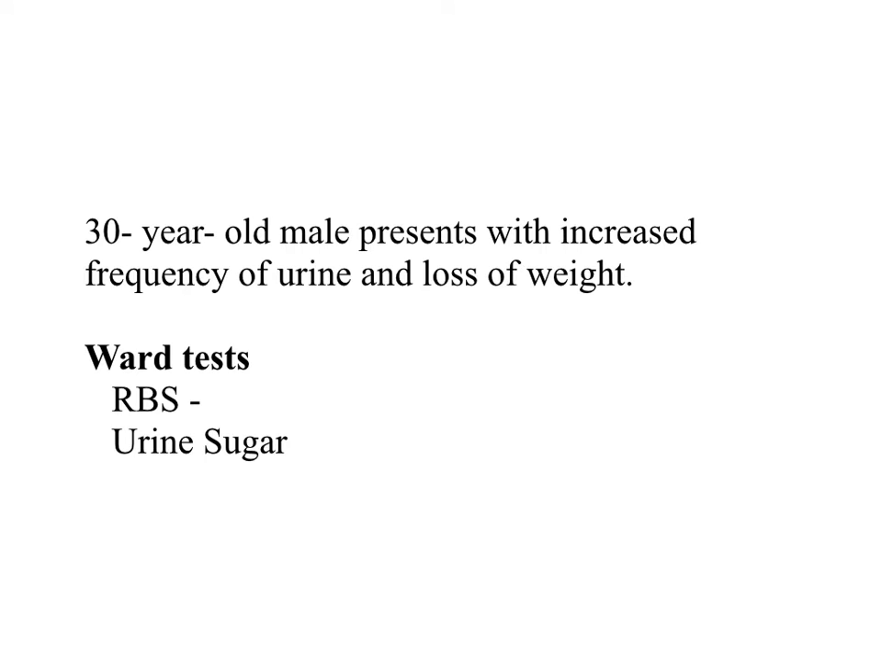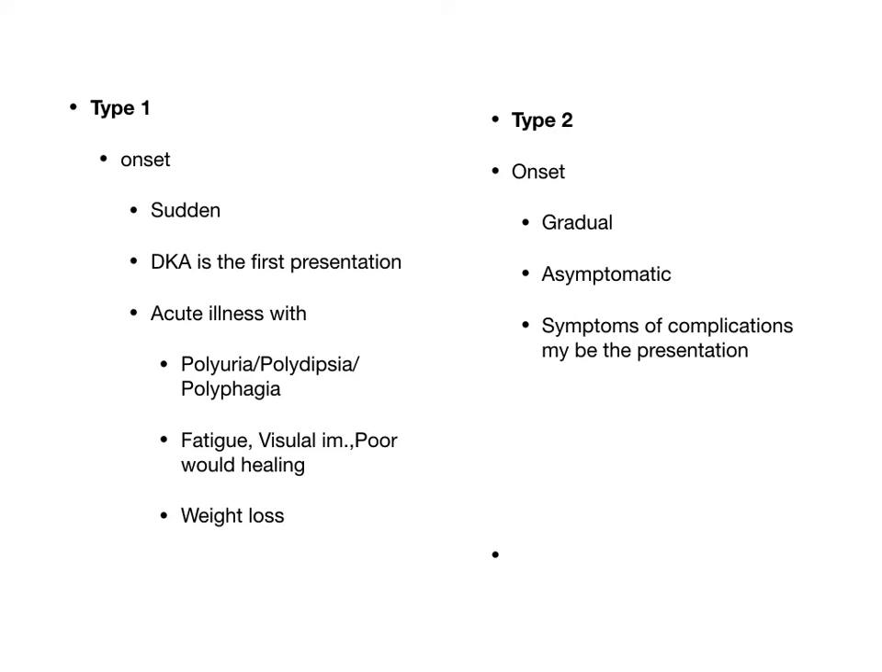So then you have to identify what type of diabetes it is: type 1 diabetic patient or type 2 diabetic patient. That's why your clinical symptoms are very important in these patients. In type 1 diabetics, most of the time the onset is early. Very young people are affected in type 1. Sometimes they suddenly present to the medical ward or emergency department. So DKA is the first presentation.